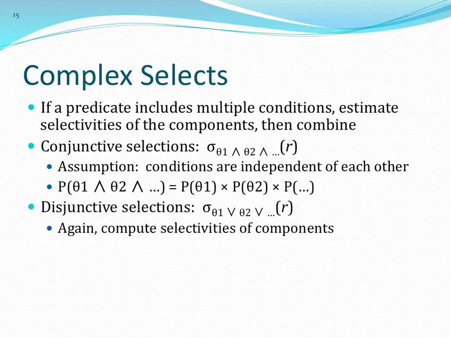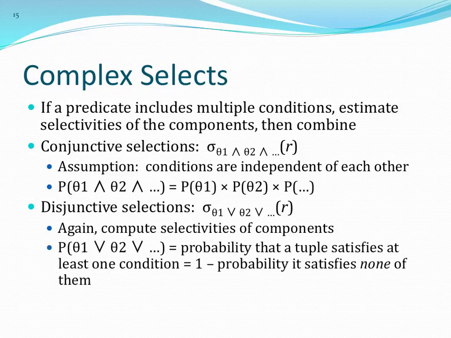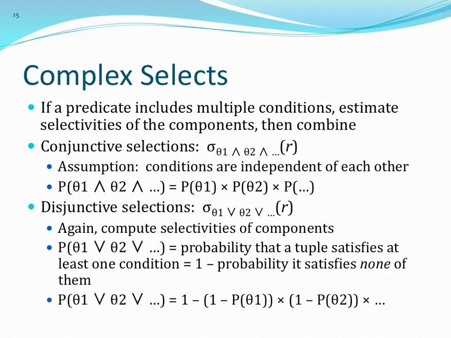Disjunctive selections, well, this is a little bit more complicated, because how do I know what the probability of theta 1 or theta 2 or theta 3 selecting rows is, how would I figure that out? Well, the easy approach is to say the selectivity of theta 1 or theta 2 and so forth is the probability that a tuple satisfies at least one condition. So that's just 1 minus the probability that the tuple satisfies none of the conditions. And that's pretty easy to compute. There's a lot of 1 minuses that start showing up, but you can do this kind of thing relatively easily.